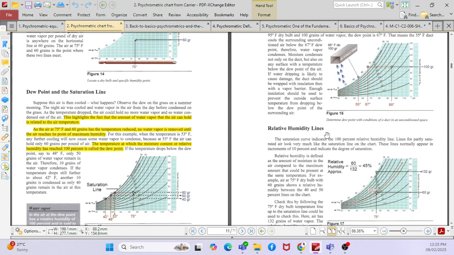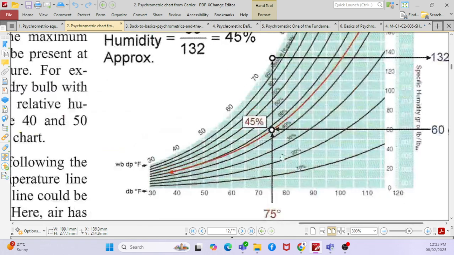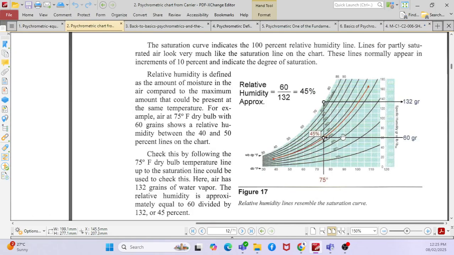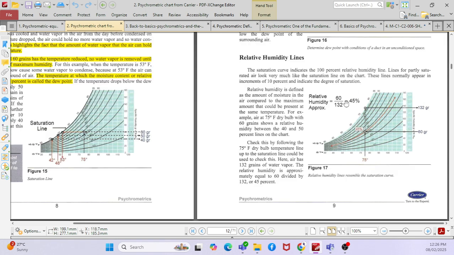Okay, then the relative humidity lines. Assume that your air property is somewhere here. So what is the temperature and what is the relative humidity? Based on that, you can measure. See, for example, at this particular point you have 60 grains. And this particular point is on the saturation line. So what is on the saturation line? You have 132 grains. So this is the total amount of water vapor present in 100% saturated air. That is 132 grains. But actually how many grains do you have? 60 grains. So when you divide 60 by 132, you get 45% relative humidity. So this is the way to calculate the relative humidity lines.